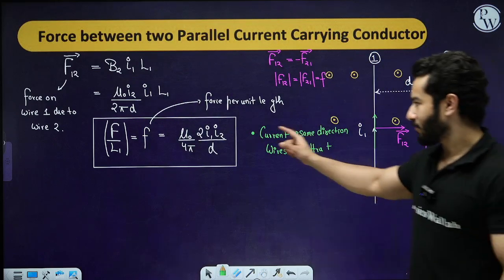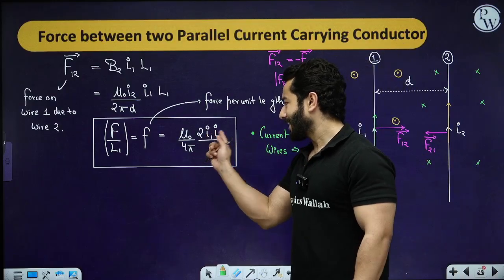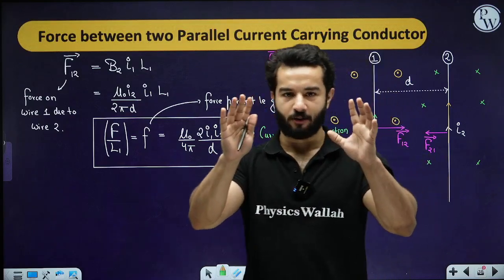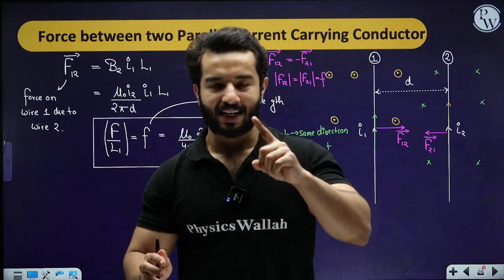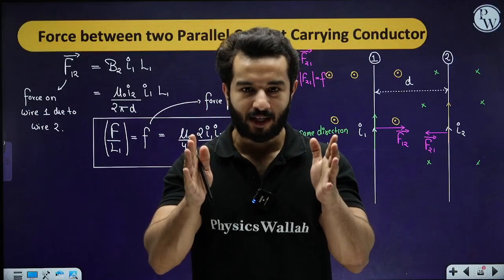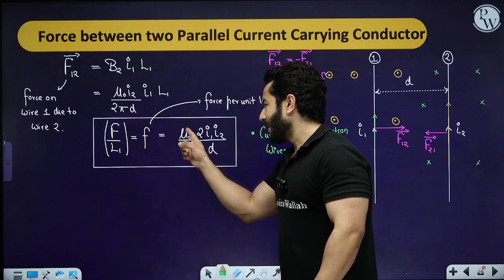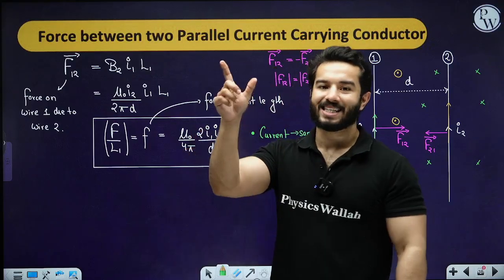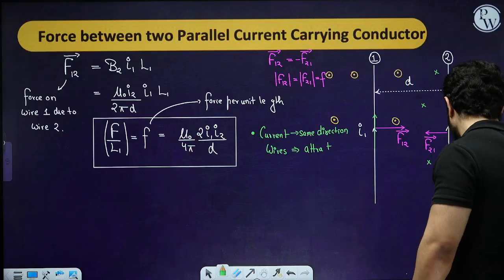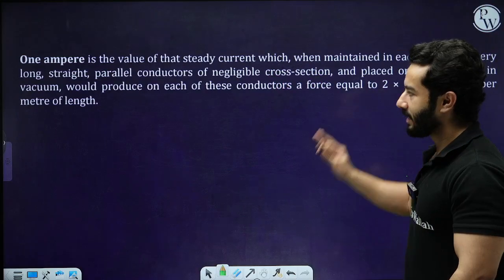And using this formula, you can actually define what 1 ampere is. Now hear me out carefully. 1 ampere is that current flowing in two parallel current carrying wires separated by 1 meter when they experience a force of 2 into 10 to the power minus 7 newtons per meter. Think about it. I'll not repeat it. 1 ampere. Think about it.